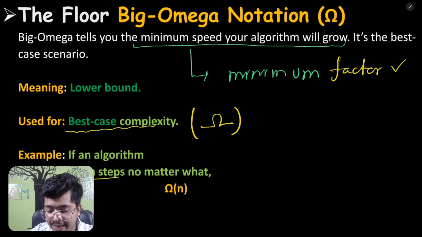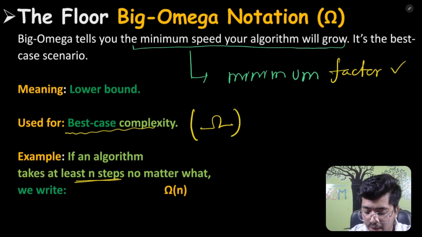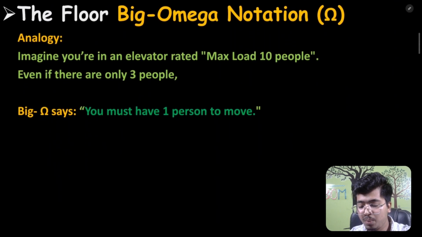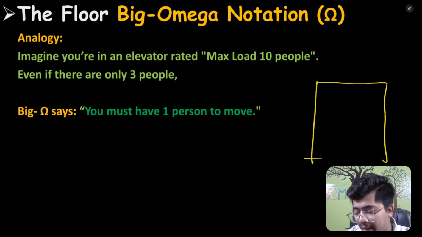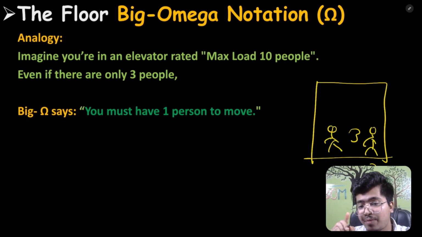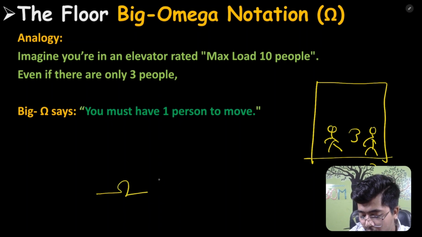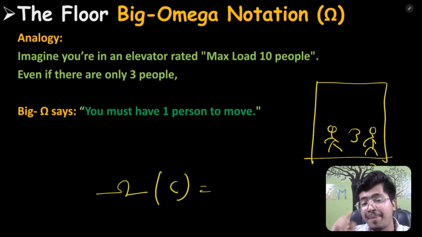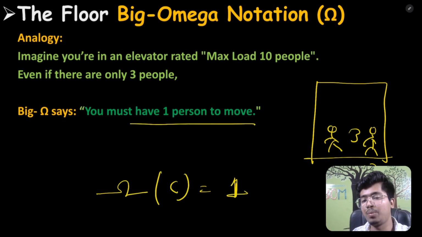Suppose an algorithm takes at least n steps, then we will write omega of n. Now this is the same elevator example. Imagine you are in an elevator with a maximum load of 10 people. It has capacity 10 and there are only 3 people, and we ask for the omega factor, the least factor, omega of carrying capacity. This gives us the best case: only 1 is needed for it to run. So it will provide us a value of 1. You must have one person to move.